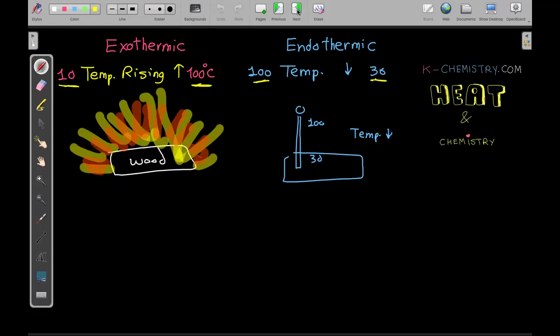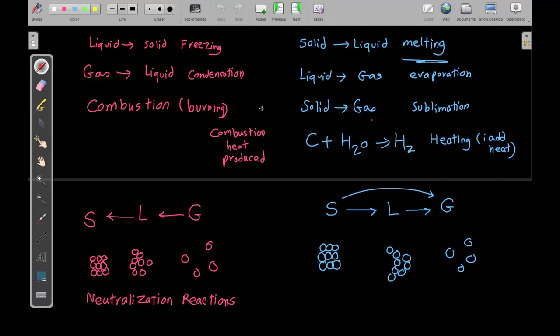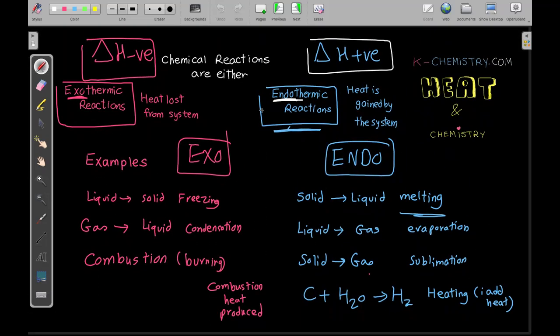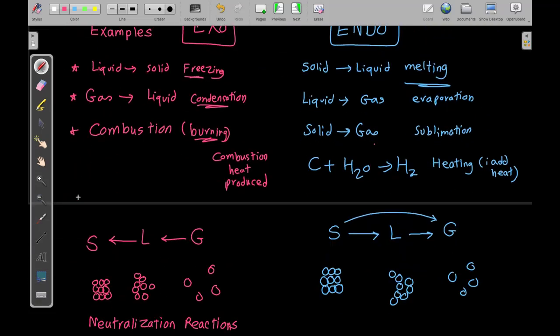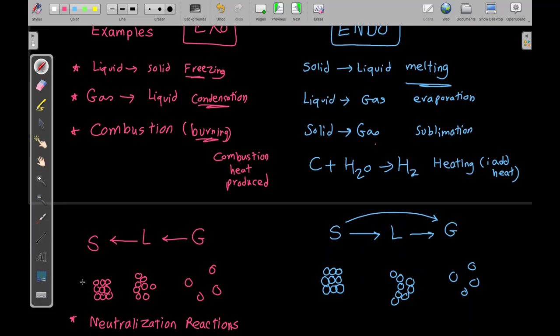Let's have a look a little bit at exothermic reactions to understand more. Examples of exothermic reactions are anything with freezing, condensation or burning. These are examples of exothermic reactions, and also neutralization reactions. You have to memorize this. Anything in which I'm making some bonds, I'm changing from a gas into a liquid. To change from gas to liquid, you make bonds between the gas particles, or to change from liquid to solid, you make bonds between the liquid particles, more bonds to form the solid.